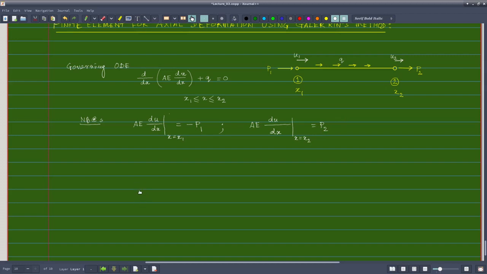Now let us take the linear assumed solution. Let our u be equal to n1 u1 plus n2 u2, which we have already got, where n1 is (x2 minus x) by L, that is (x2 minus x) by (x2 minus x1), which is the length L. Let me write it down here that this length is L. I forgot to write it here.